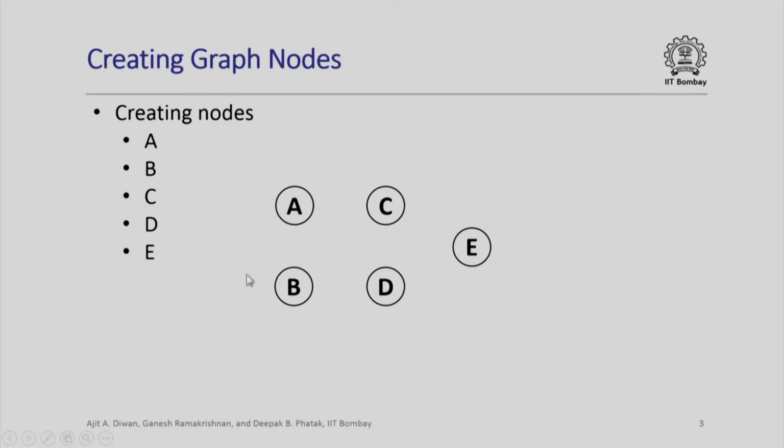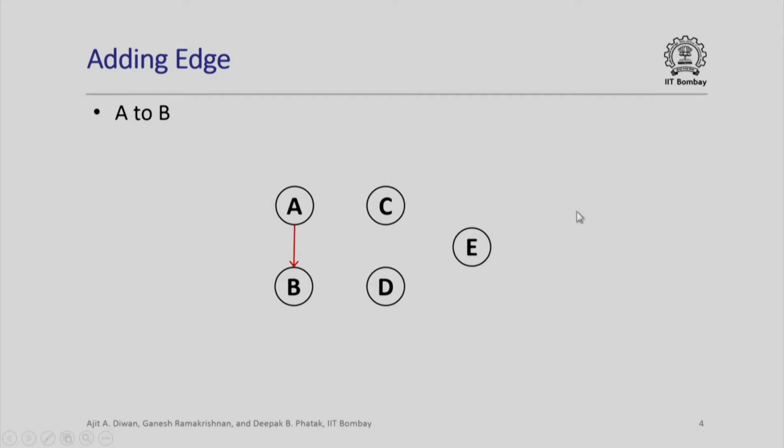Let us look at creation of graph nodes. We just want to collect information about how many nodes there are and how they are named. For example, here we show creation of nodes A, B, C, D, E as per our sample illustration that we saw last time. Next, we look at adding an edge.